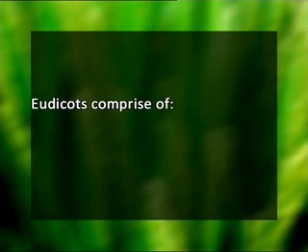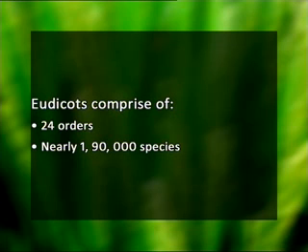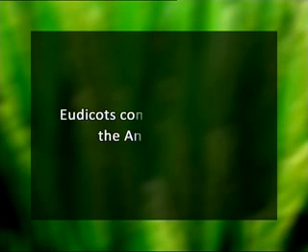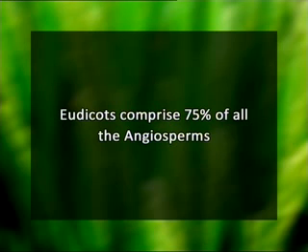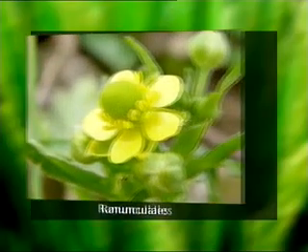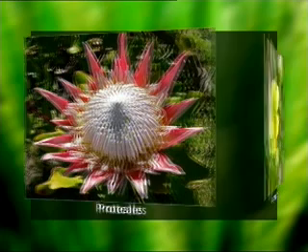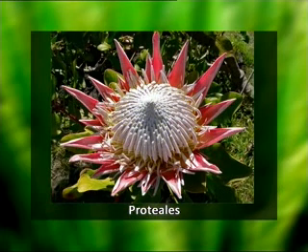The eudicots is a large group. It comprises about 24 orders. At present, eudicots comprise nearly 1,90,000 species. This comes to about 75% of all the angiosperms being represented by the eudicots. The various orders that have been recognized under the eudicots include, starting with ranunculales. Then we have proteales, a group of plants which is mostly restricted to South Africa.